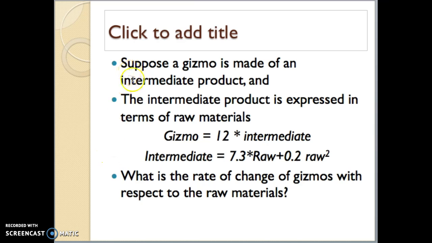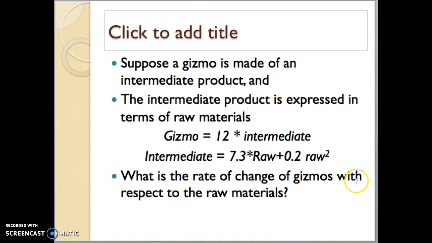So, for instance, suppose a gizmo is made of an intermediate product. So you're kind of making something, maybe it's a computer, and it is made out of an intermediate product. So maybe it's completely based on a piece of technology. Well, that intermediate product, that piece of technology, could be expressed in terms of raw materials. So if you're looking at a computer, it could be made up out of pieces like a motherboard, but the motherboard is just made up out of iron and wire. And so you're kind of looking at it that way.